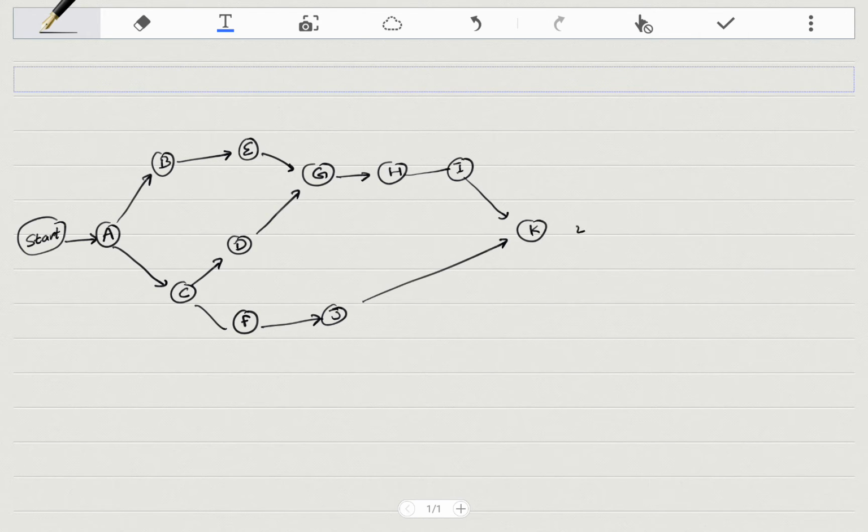L has one predecessor, that's K. M has one predecessor, that's L. N has one predecessor, that's J. O has two predecessors, M and A. Well, we can finish this with a finish node again. That's not necessary, but that'll make life a little easier in some cases.